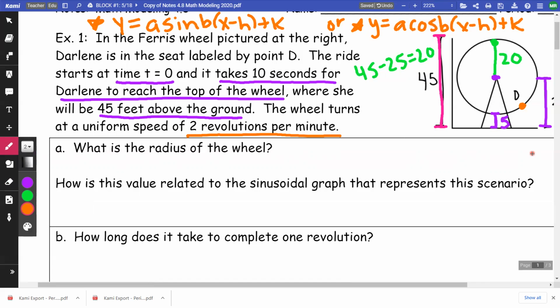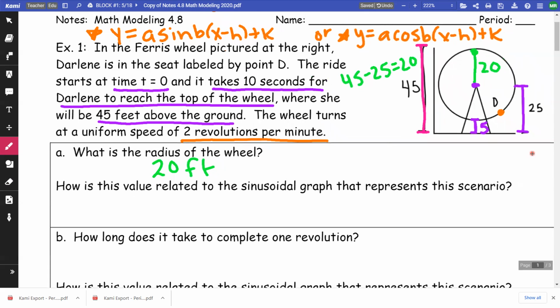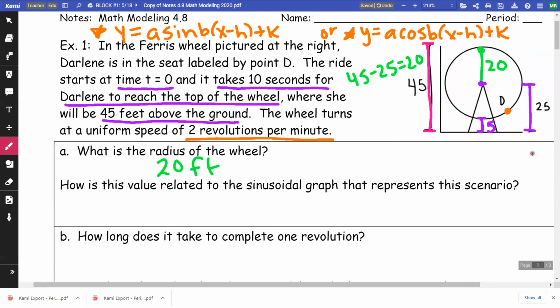So one of the questions they're asking us is, what is the radius of the wheel? The radius of the wheel is 20 feet, as I showed earlier, taking 45 feet total, the whole height, minus the height to the center, which is 25, and that gives me 20 left over. How is the value related to the sinusoidal graph that represents the scenario? It is our amplitude. Our amplitude is going to be 20 feet, our a. Now it might be a negative or a positive 20 depending on how we start our graph or our equation.